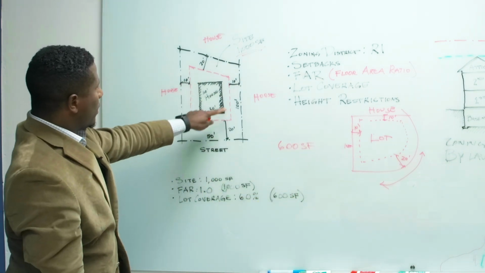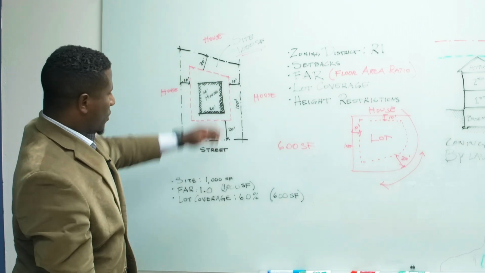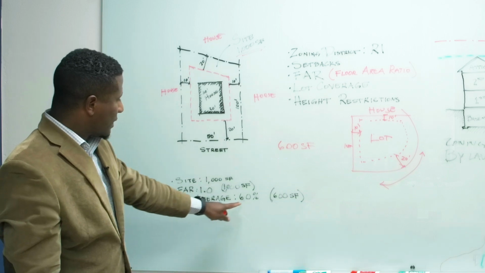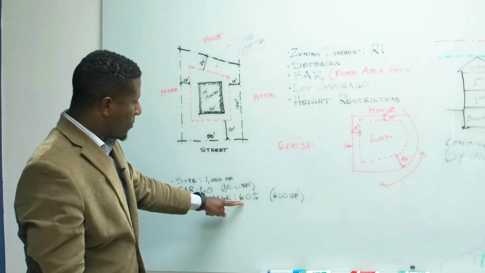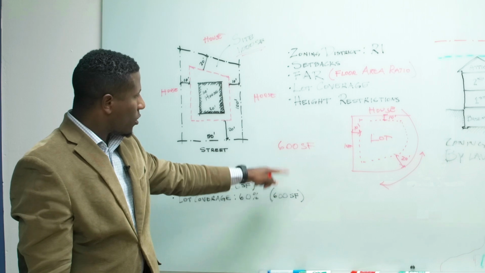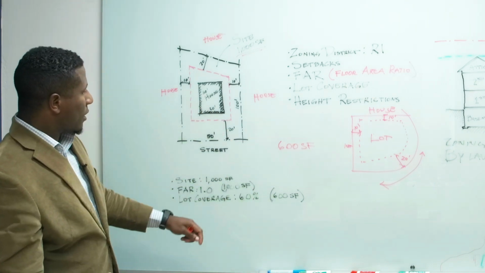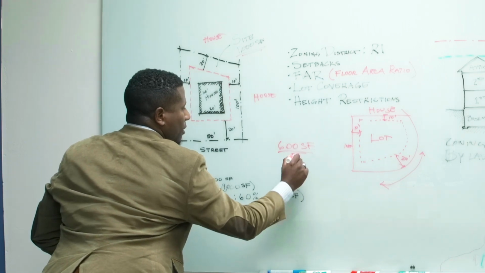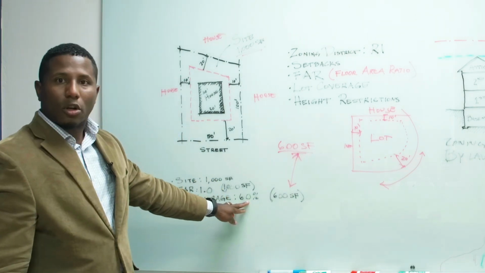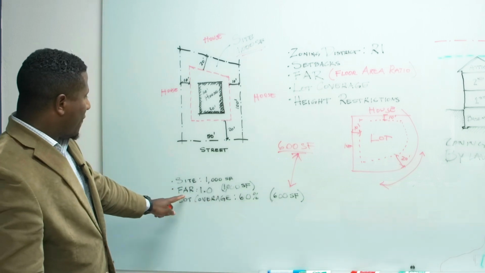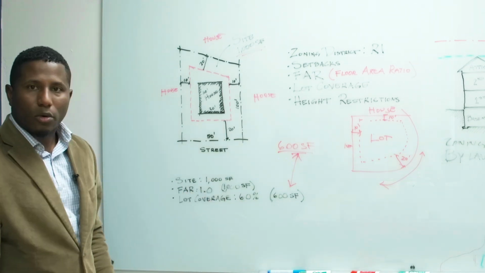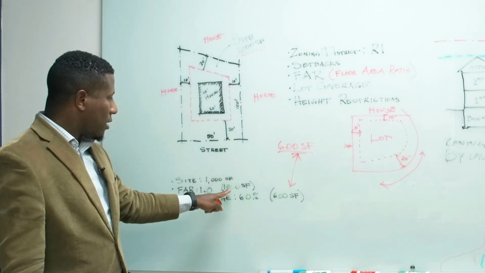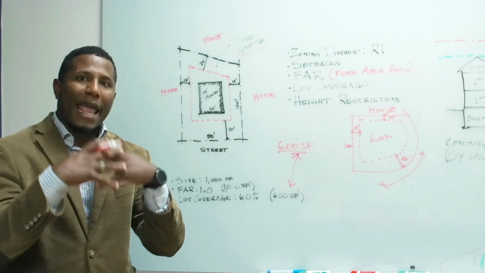That's the footprint within my lot. So I comply with the maximum requirement that is 60% of my lot can be covered, which is 600 square feet. So if I have a 20 by 30, that equals 600 square feet. So I comply with my lot coverage. Now, FAR equals 1.0, which means that if you have a lot that is 1,000 square feet, you can build 1,000 square feet of area.